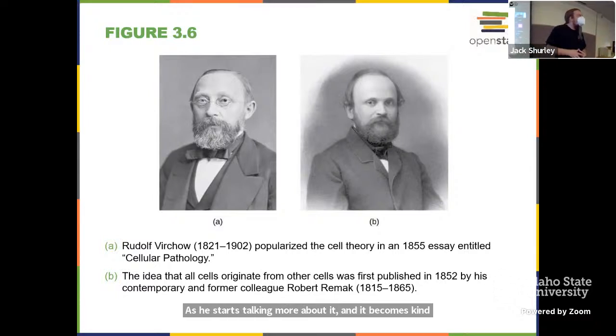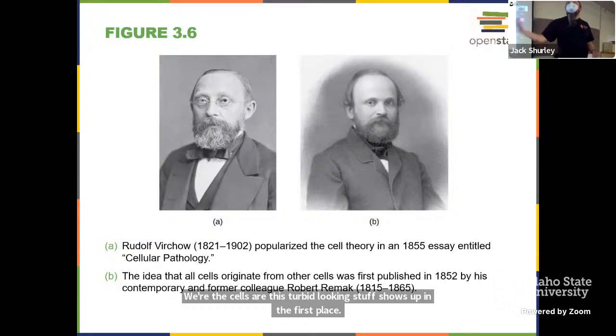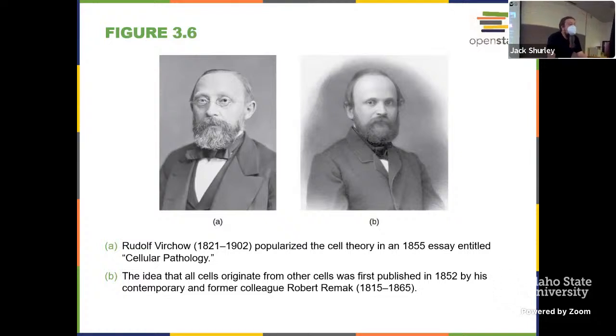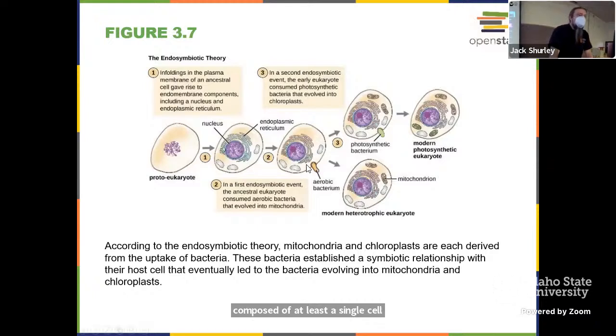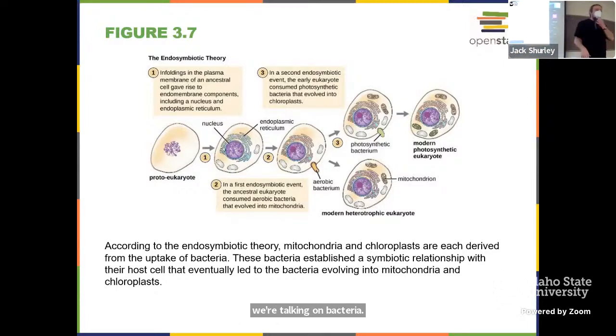All right, this is how we can describe where these cells or this turbid looking stuff shows up in the first place, right? Bacteria give us more bacteria, right? Or the fly lays the egg, right? Life from life, not spontaneously, right? And then we basically add in there that with the cell theory, everything is composed of at least a single cell, right? With the potential for it to replicate into numerous cells, if we're talking our bacteria, life from life.